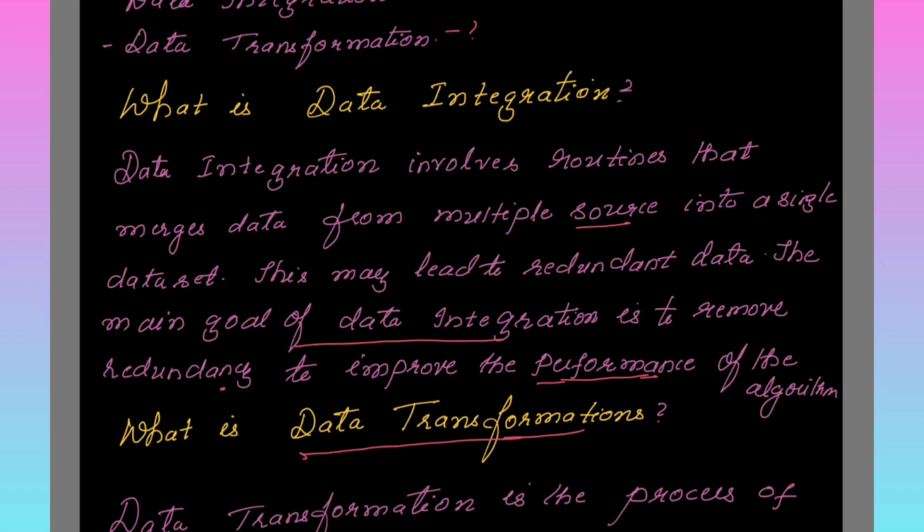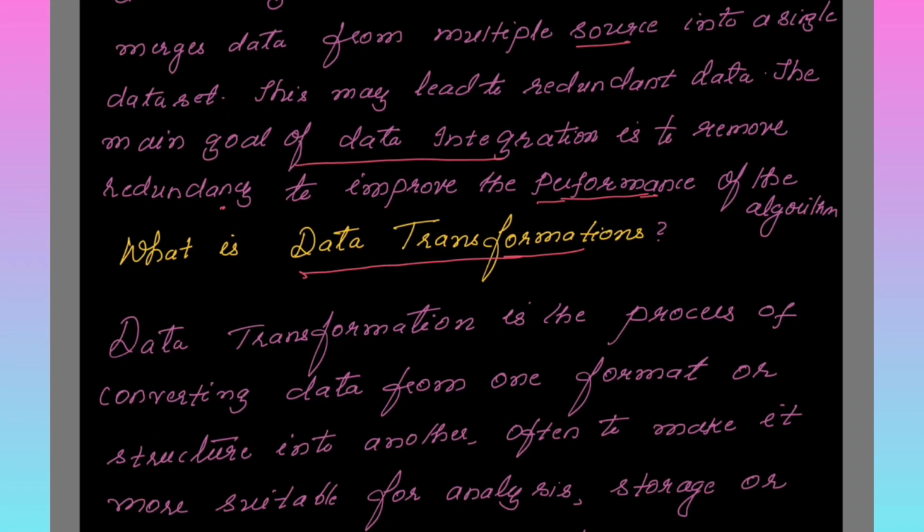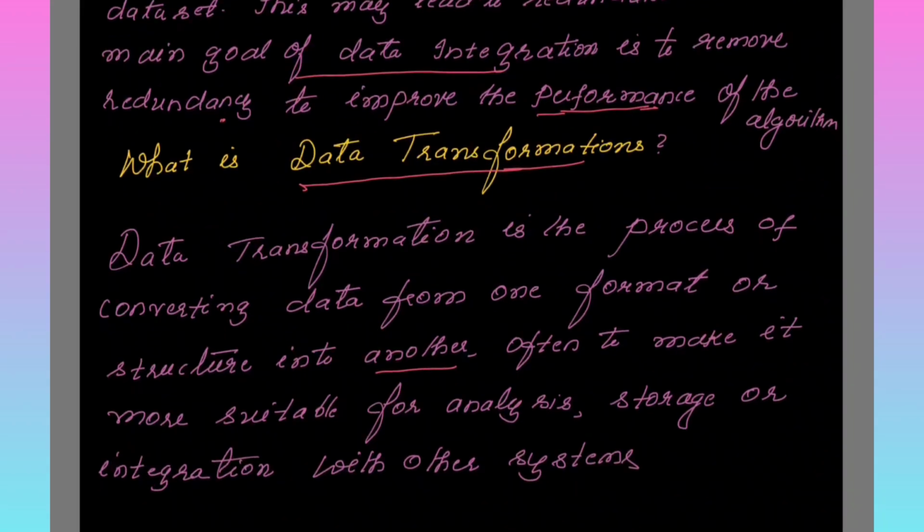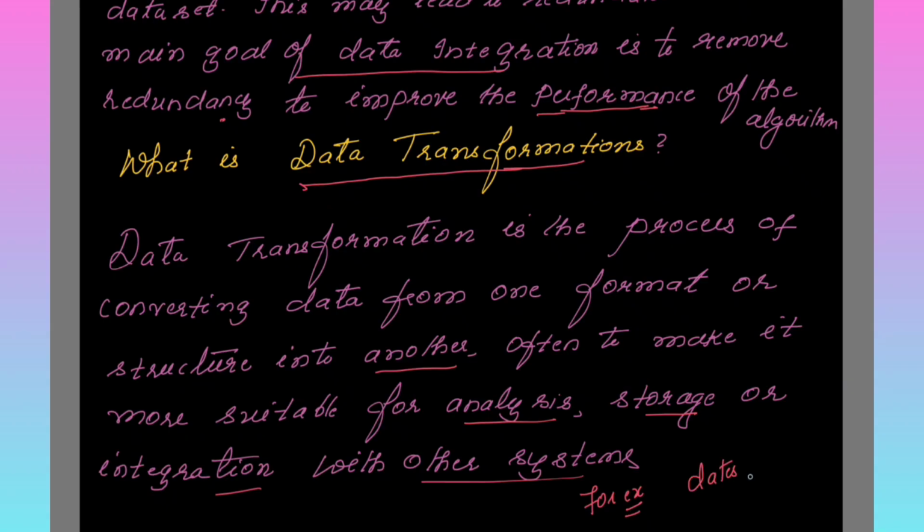Next, data transformation. What is data transformation? It is a process of converting data from one format or structure to another format, often to make it more suitable for analysis, storage, or integration with other systems. For example, let us say you have a data set that contains dates in one format, and you need them to be in another format for consistency or for a reporting tool to interpret the data correctly.